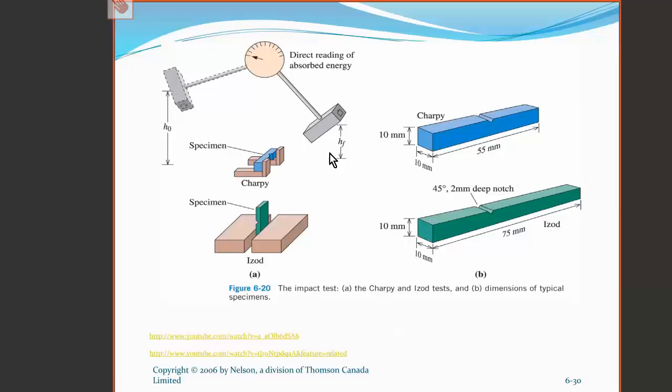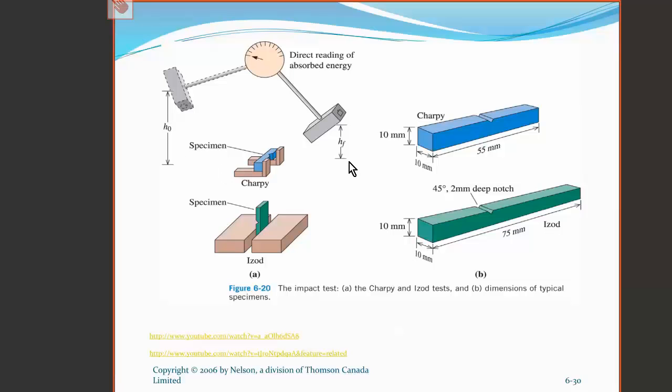The pendulum will not rise as high after the crack because some of its energy has been absorbed by the material. If the pendulum rises to the same height, that means very little energy was absorbed, which indicates a material that is not very tough.